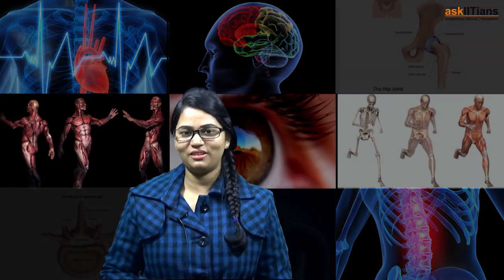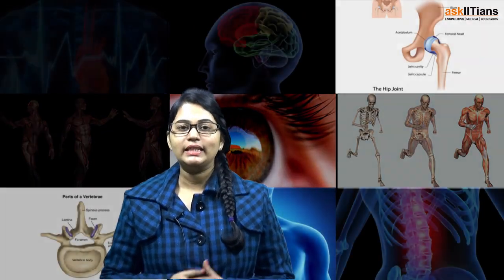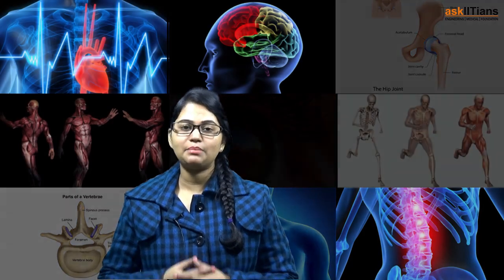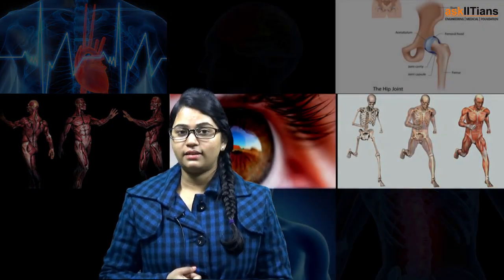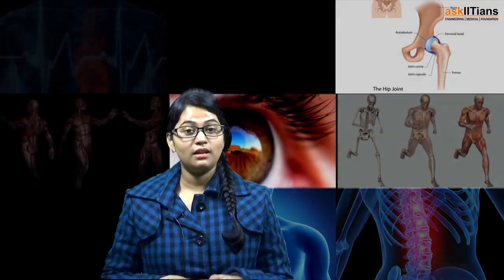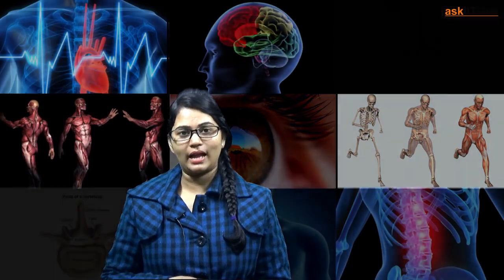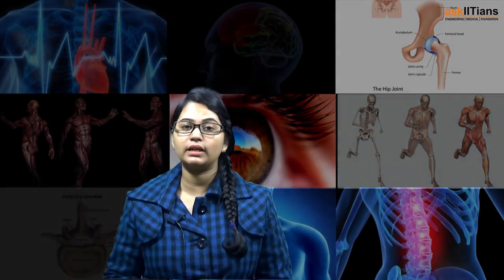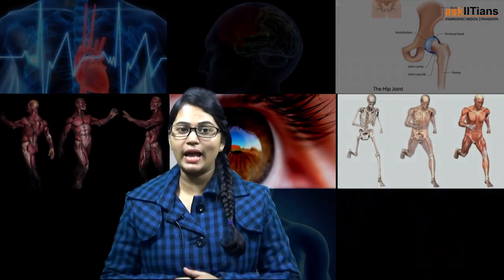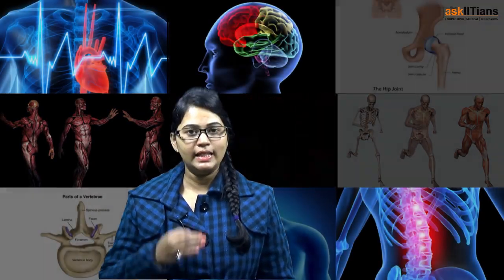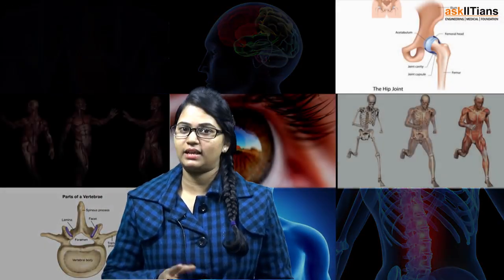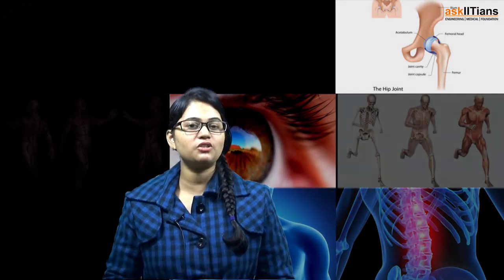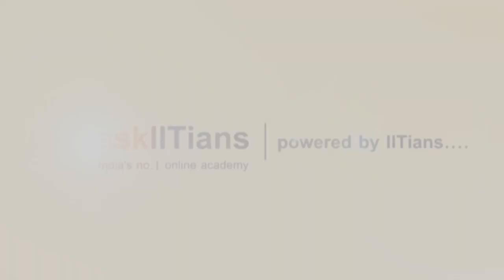Okay, students. So this was all about part 1 of the vertebral column. We have seen that the vertebral column is subdivided into cervical, thoracic, lumbar, sacrum and coccyx vertebrae. And in this part we have discussed the cervical vertebral column and the thoracic vertebral column. The next 3 parts we are going to discuss in our next video. So just switch on to that video.